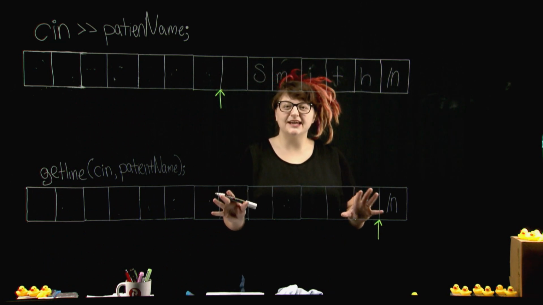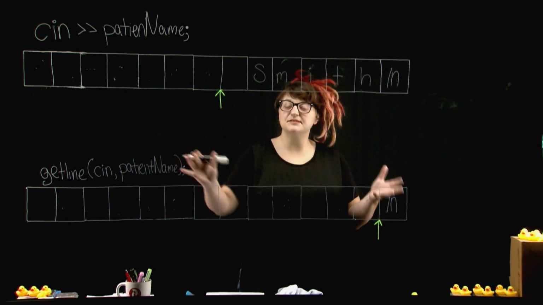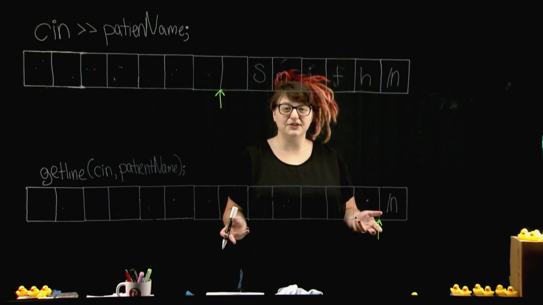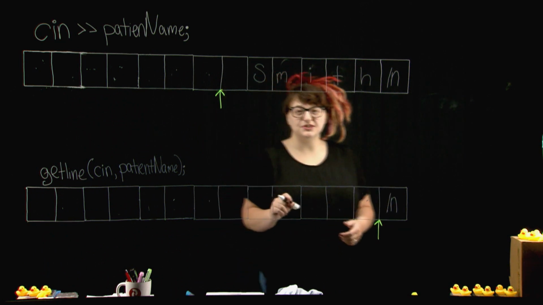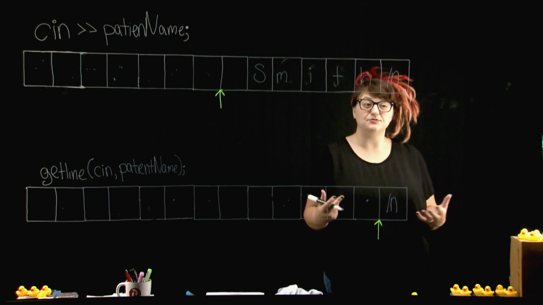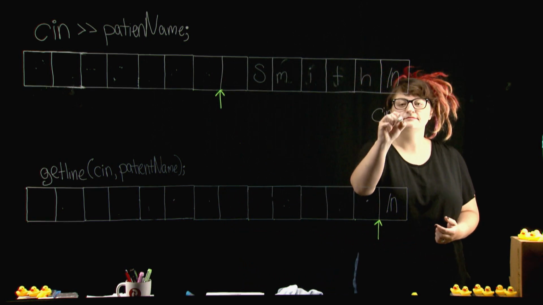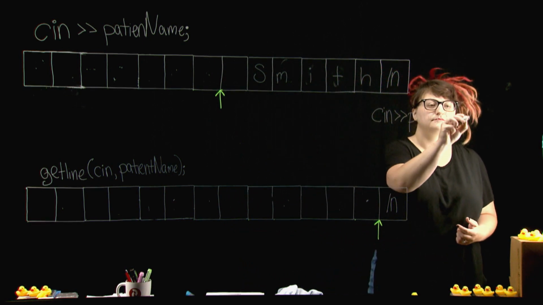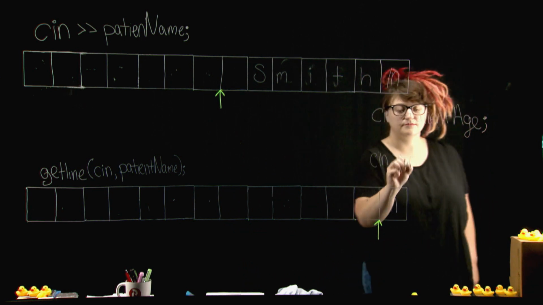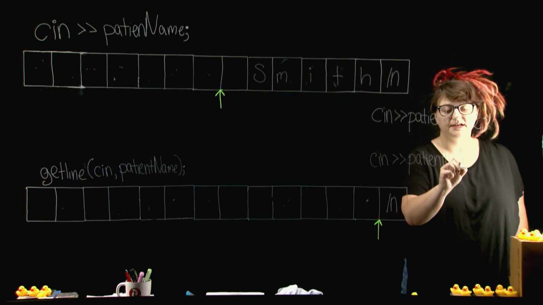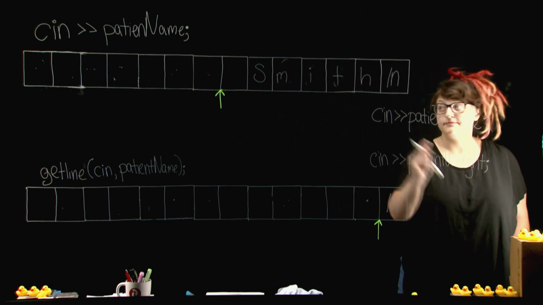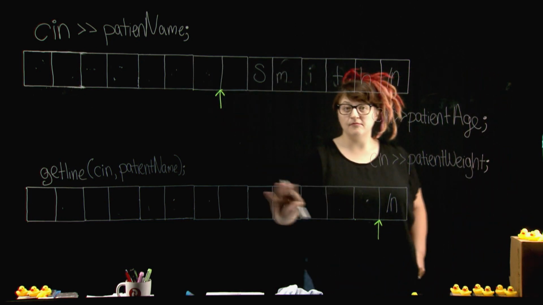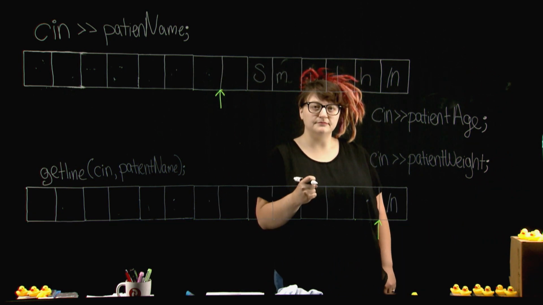Now the problem is that, as you can see, this leaves us with some residual information in our buffer. Now in the program that we've been working on, after we do the patient's first name, we ask them for their age and weight. Now, when our compiler gets to these statements, after reading these, what do you think is going to happen?